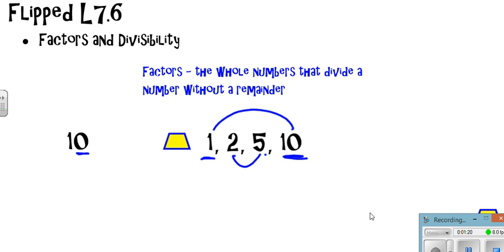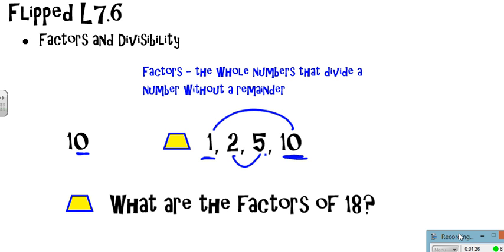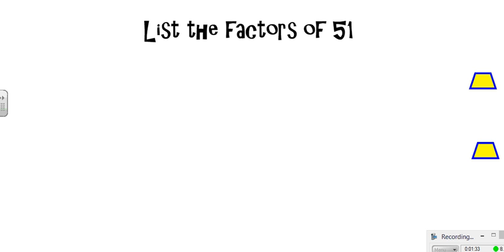All right, we start with an easy example just to solidify the idea. Go ahead and pause the video and find the factors of 18. From here, we can also get into bigger numbers.